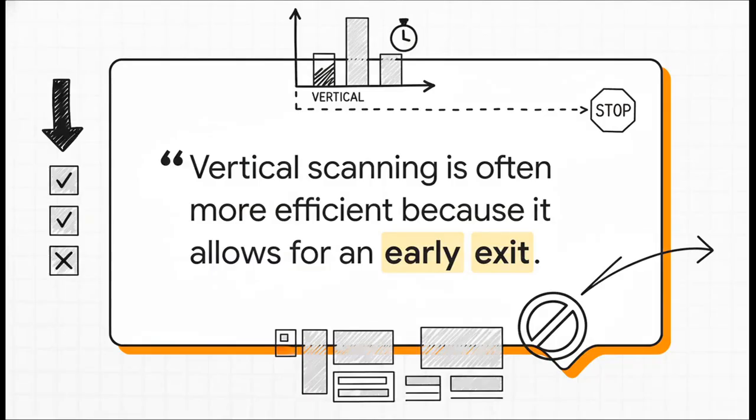The vertical scan is often way more efficient for one simple reason. It can stop early. Remember our example? The second it saw that the O didn't match the I, the whole process was over. It didn't waste any more time. That early exit can be a massive performance boost.